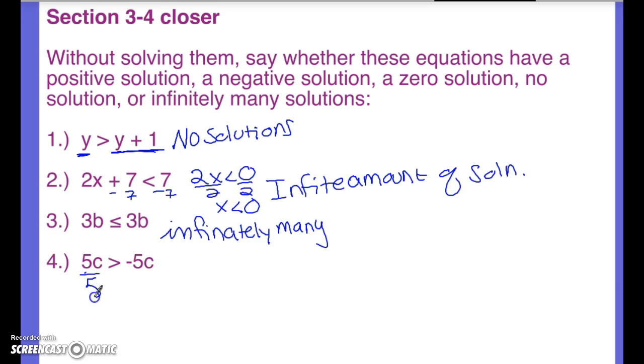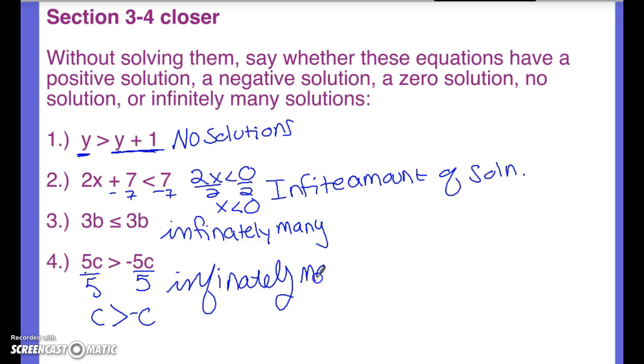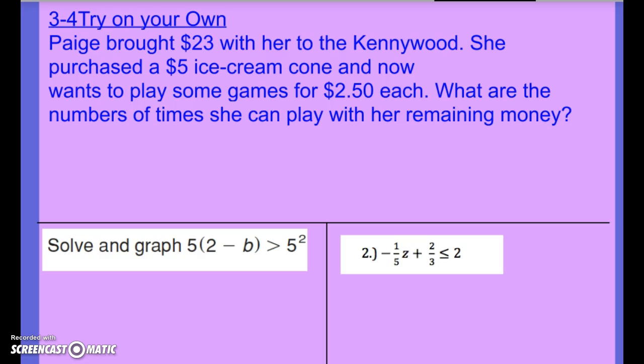Here, you divide by 5, divide by 5. c is greater than negative c. Well, this again is going to be infinitely many. Okay, try these questions on your own and see what you get.